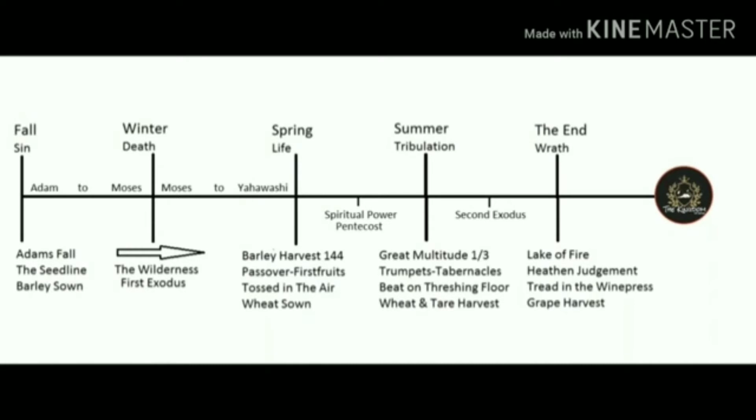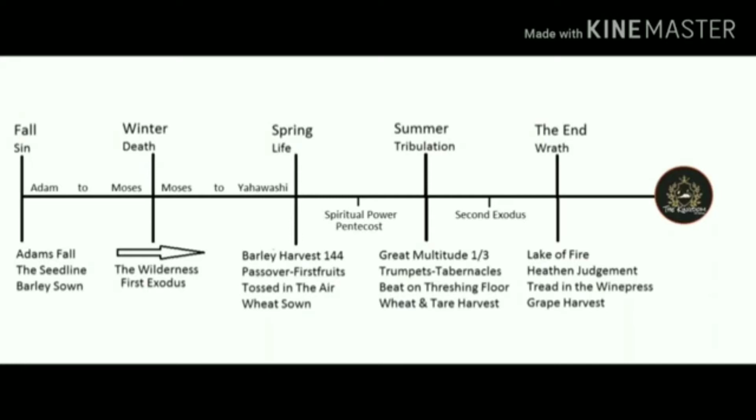Going over to the summer column under tribulation, you'll see the great multitude, the one third. The trumpets to tabernacles, beat on the threshing floor, is the wheat and tare harvest. Also, right in between the spring and the summer, between Passover through first fruits and trumpets through tabernacles, you'll see spiritual power, or Pentecost. We know Pentecost, the Feast of Weeks, comes 50 days after the first fruits, or 49 days and a day.